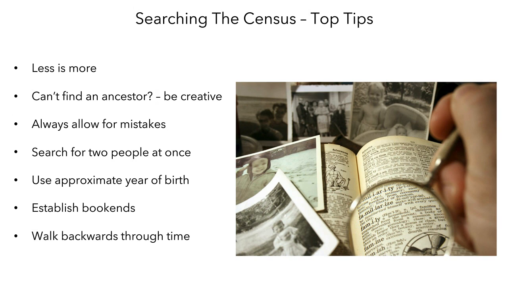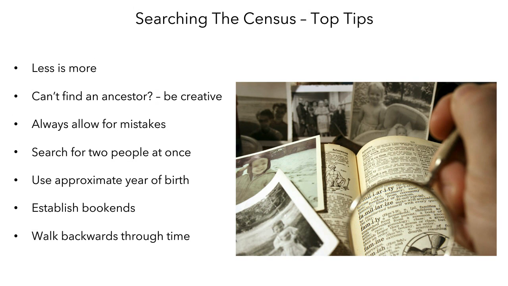And next would be establish bookends. By that I mean identify a realistic time frame for which to search. So if you know your ancestor wasn't alive in 1851 and was dead by 1911, narrow down your results. Don't search across all the censuses at once. Simply look in the censuses where you know they will be.